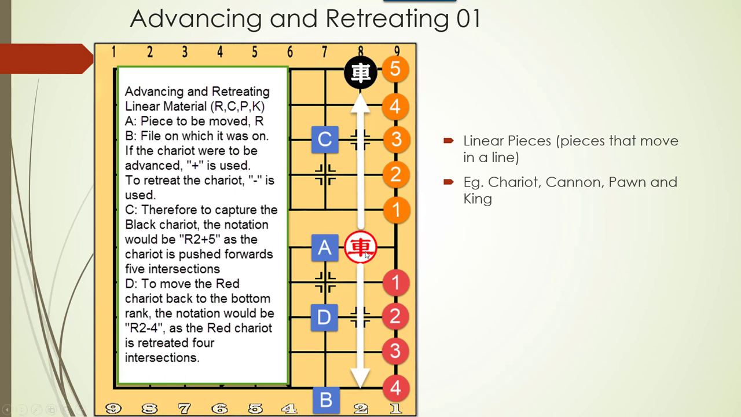For example, if this chariot were to capture the black chariot, you would have to move R2+5 to capture the black chariot, as the notation will be shown here. To move the chariot back to its bottom rank, it will be R2-4, with the minus to represent retreating, as shown here.